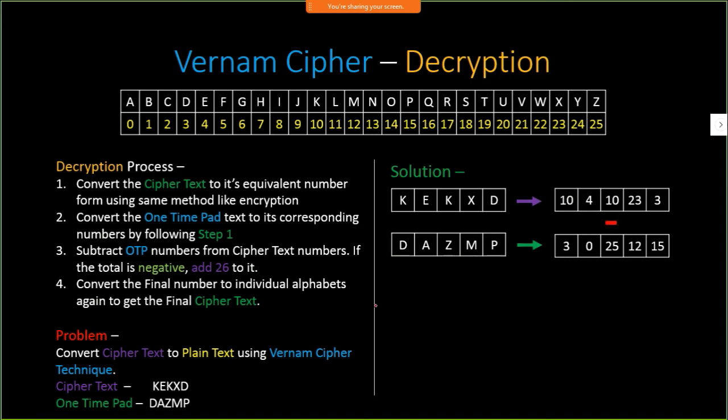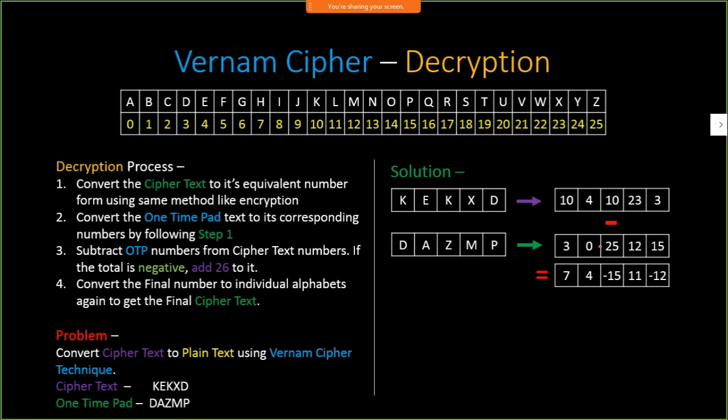And what is the process? Subtract the OTP number from the ciphertext. So it is the ciphertext number and the OTP number, and we subtract. After that we got: from the ciphertext 3, 3 minus 15 is minus 12. 23 minus 12 is 11.